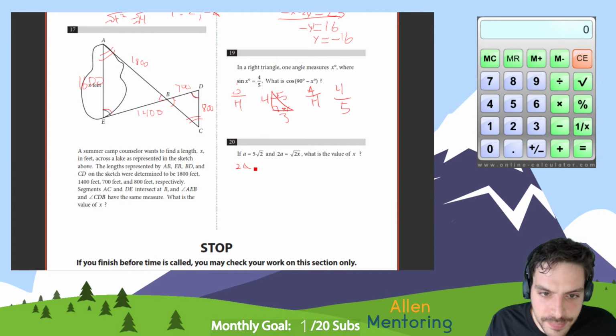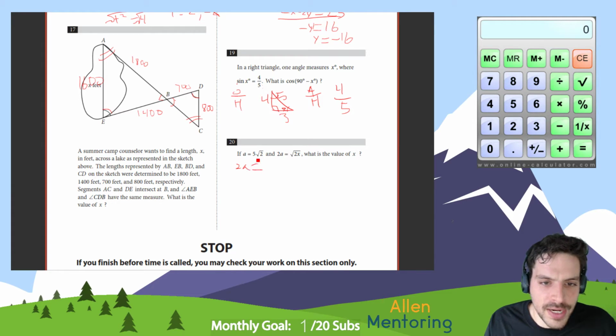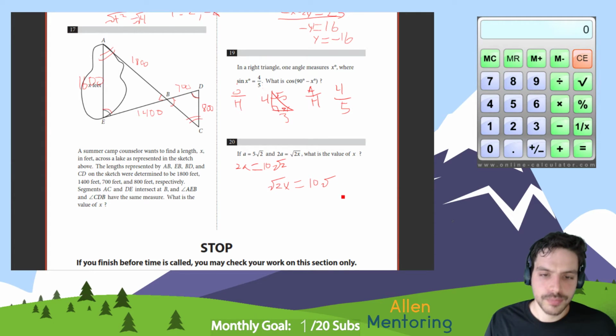This is going to be 2A here. And if we multiply 2 on the left side, we should multiply 2 on the right side. So what is 5 root 2 times 2? When you multiply a root by a number, you actually only multiply the number outside of the root. So in this case, it would be 10 root 2. Okay? And so now they're saying that root 2x is equal to 10 root 2.